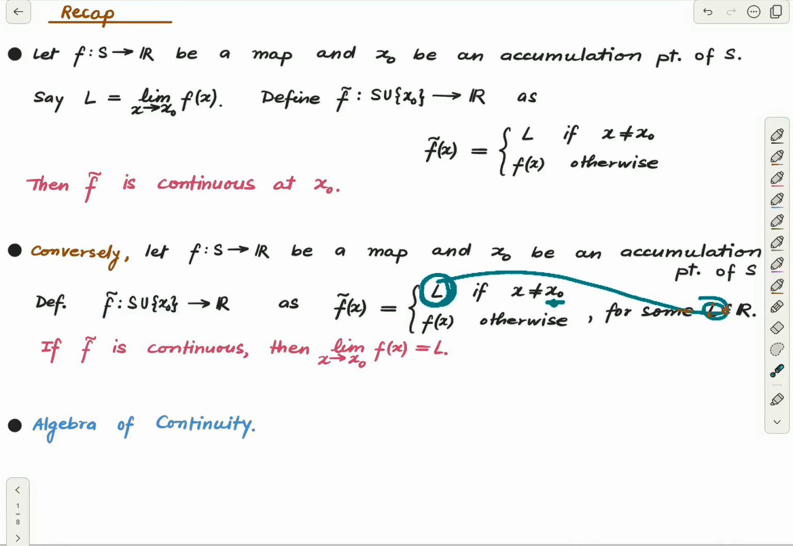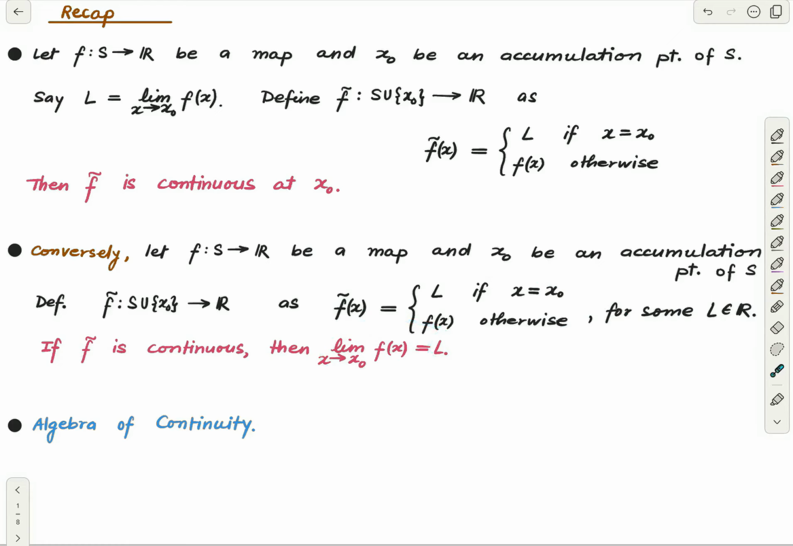at x0. Sorry, what have I written? I've written something completely wrong. So at x0, you take L, and otherwise you mimic the function f. So for some real number L, you define this f tilde this way. And if f tilde is continuous, then the limit of the function f as x approaches x0 is L. So the converse of this also holds.